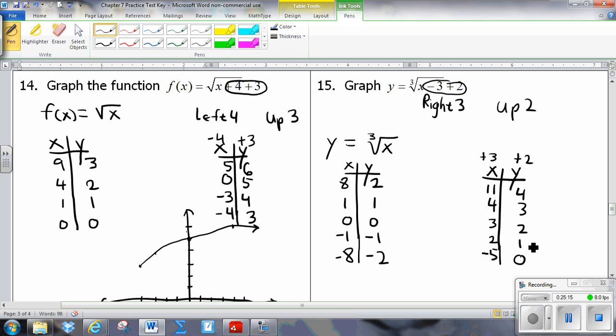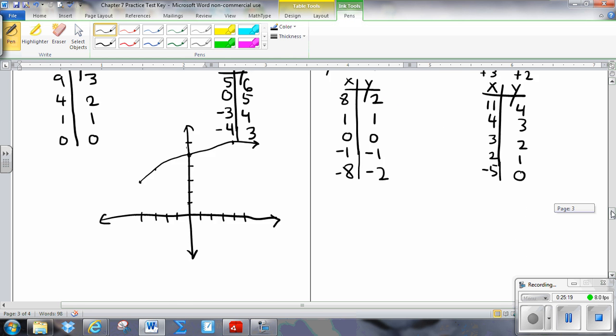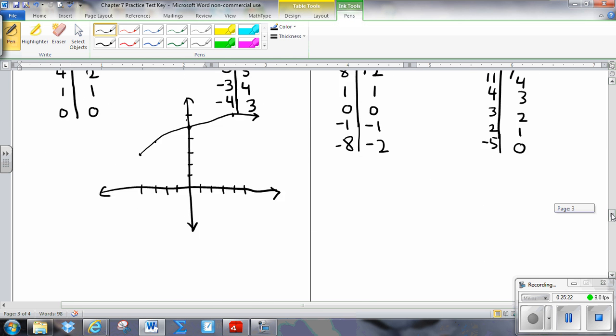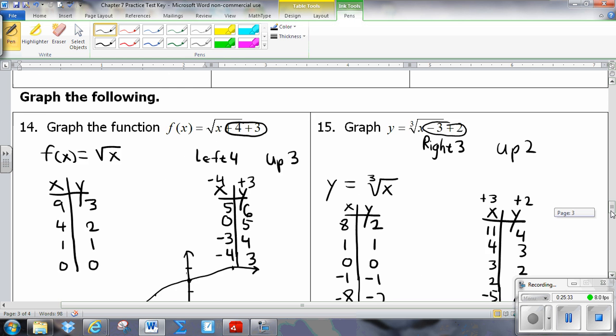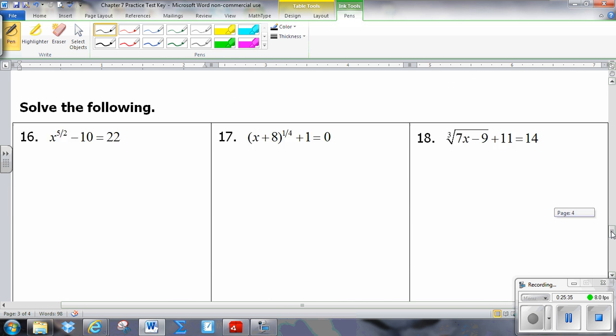Since this is kind of running long on time, I'm not going to show the graph. But the graph basically should look like half a parabola going this way, and another half parabola going that way. That's what a cube root should look like. And that's the general shape of that graph.